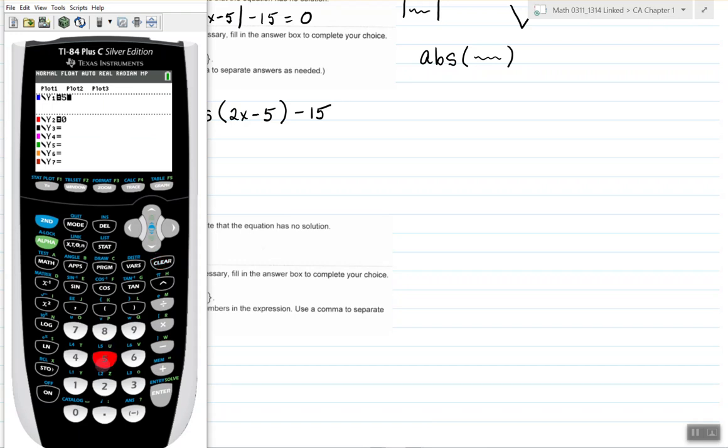Now I need ABS. There are several places within this calculator you can get ABS. Here's the quickest. The second function of the 0 key says catalog. Second, 0. And it just so happens ABS, because it starts with an AB, is the very first entry in the catalog, and that's the quickest way to get it. Press enter.